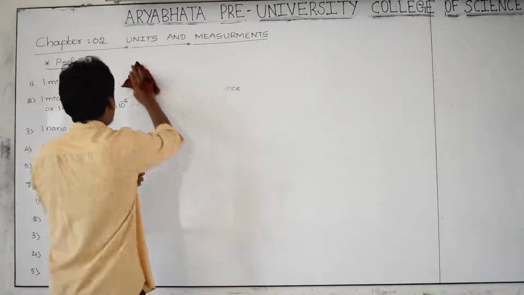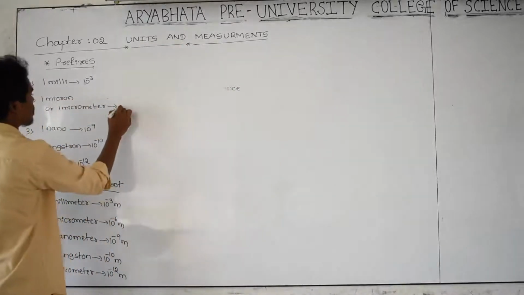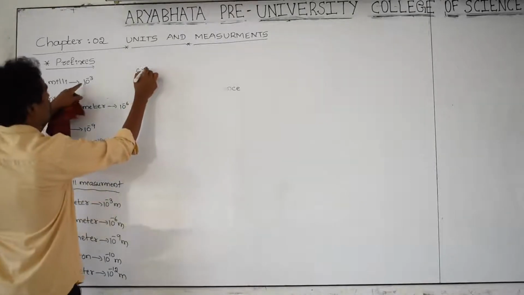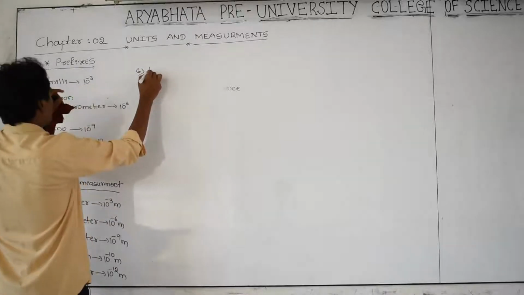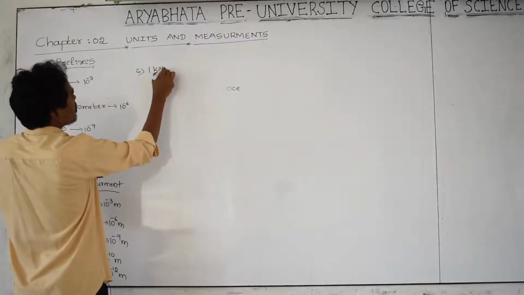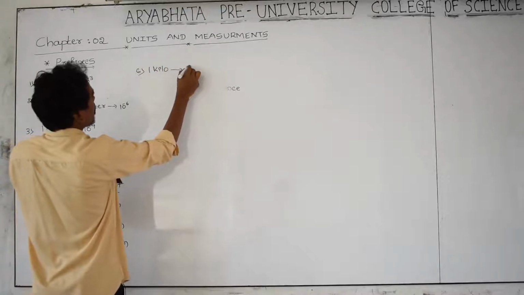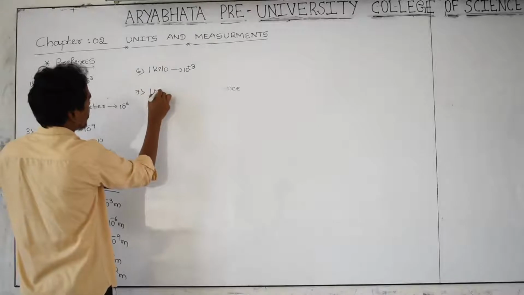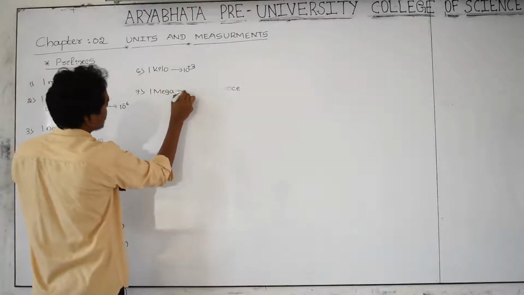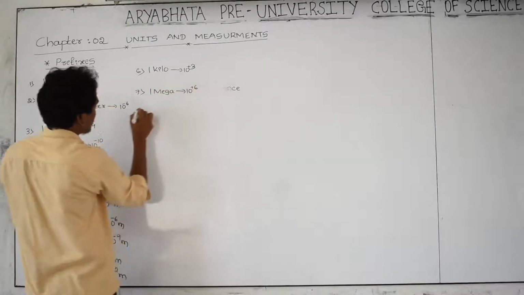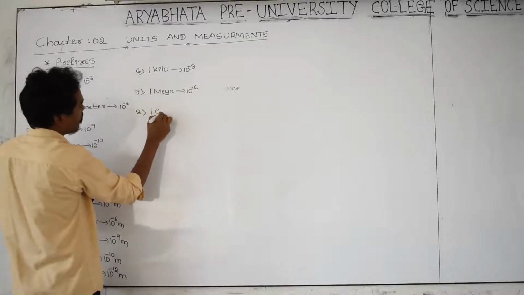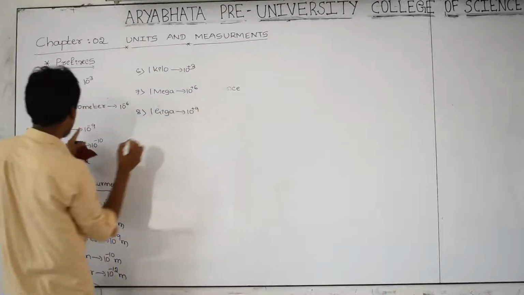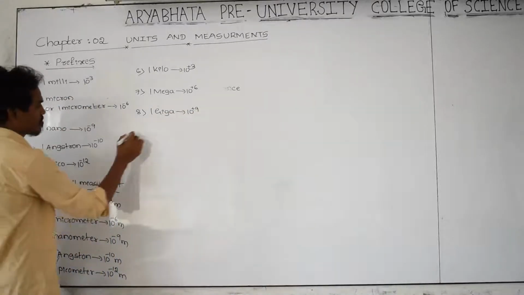After that we can take this is -6, and this is 6, number 6. 1 kilo: kilo means the prefix for 10 to the power +3. 1 mega means 10 to the power +6. And 1 giga means 10 to the power of +9. -9 means nano, but giga means plus.